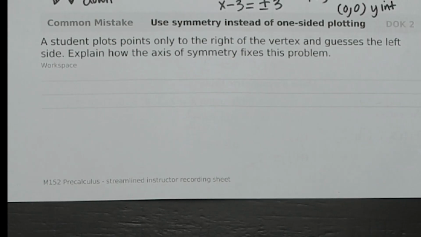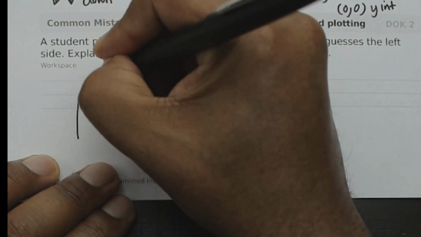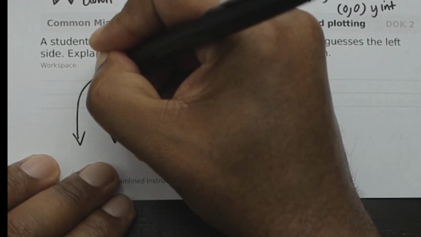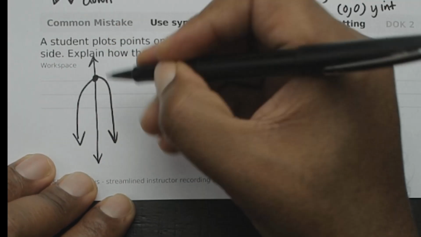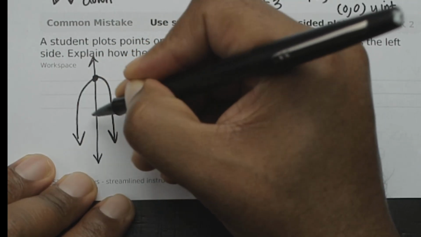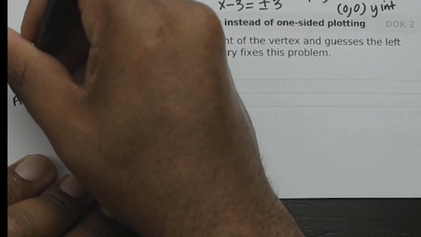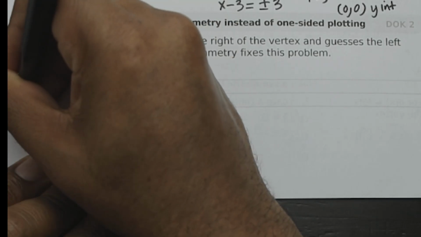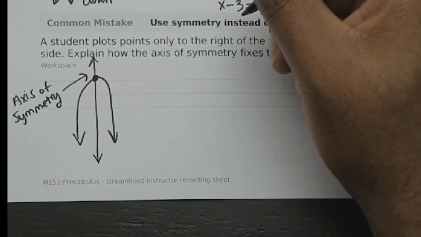Okay, common mistake: a student plots points only to the right of the vertex and guesses the left side. Explain how the axis of symmetry fits the problem. A parabola is symmetric, and that means the axis of symmetry is like a mirror, right? If you have a parabola, the axis of symmetry runs directly through it so that you'll have a mirror image of what you're looking at. That's why we call it the axis of symmetry.